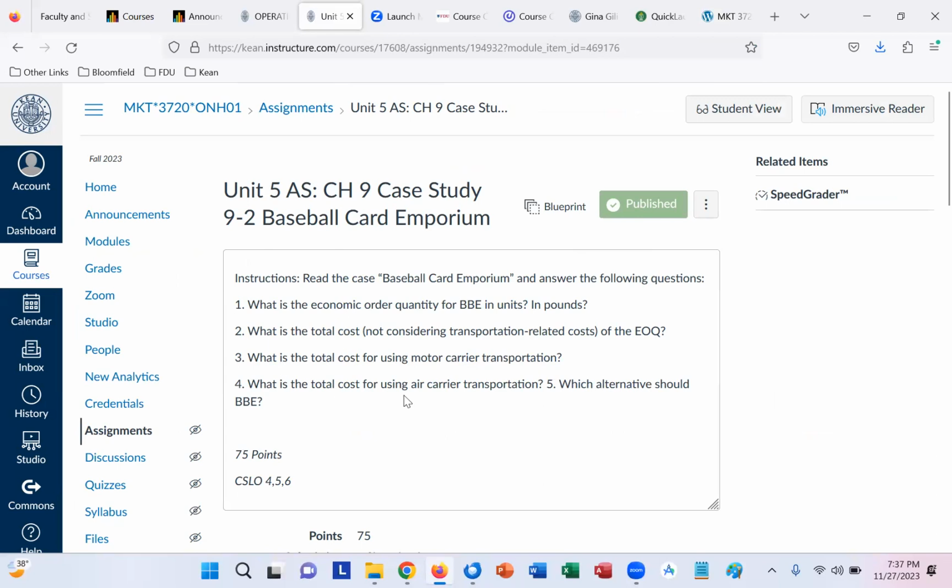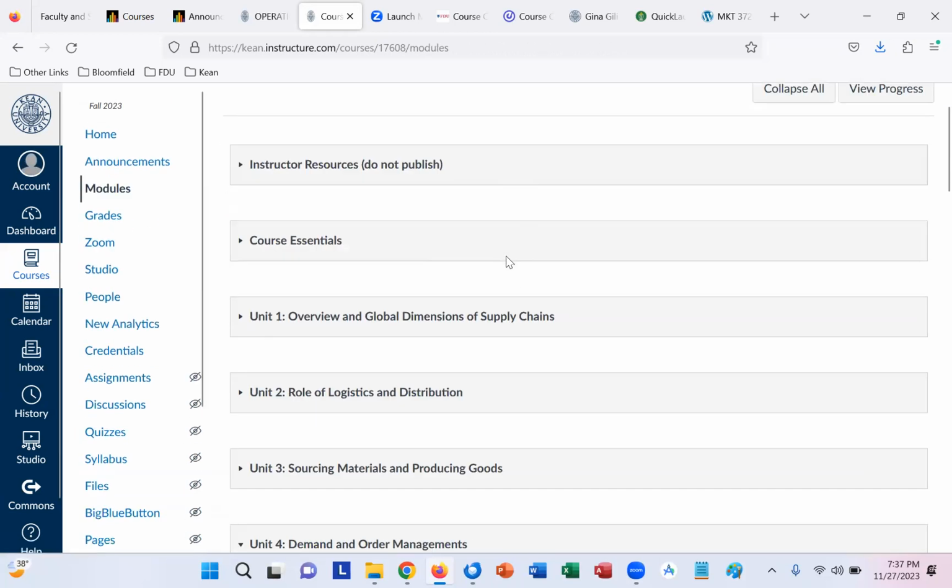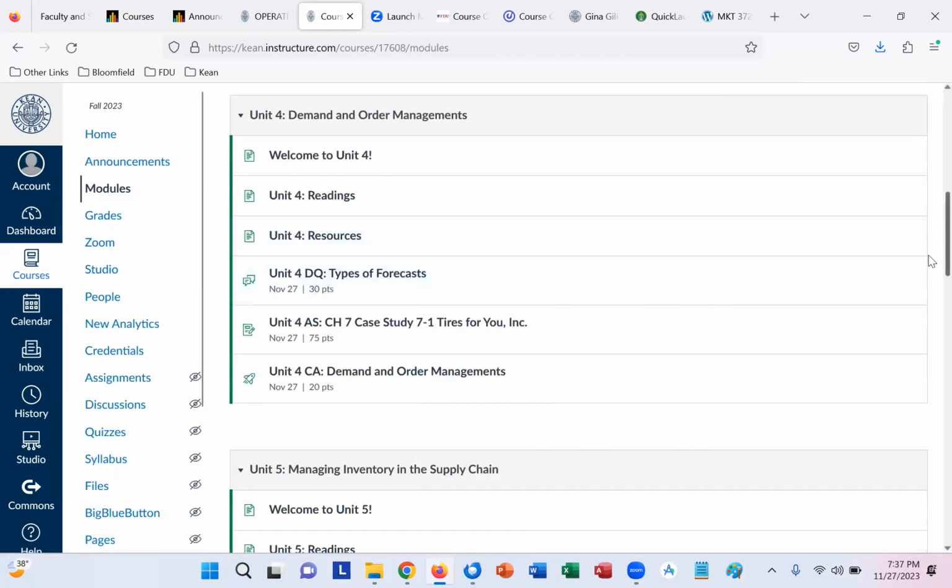So again, answer these questions presented on Canvas, not the ones in the textbook. Multiple times now, individuals have answered the ones in the textbook and have resulted in low scores as a result.